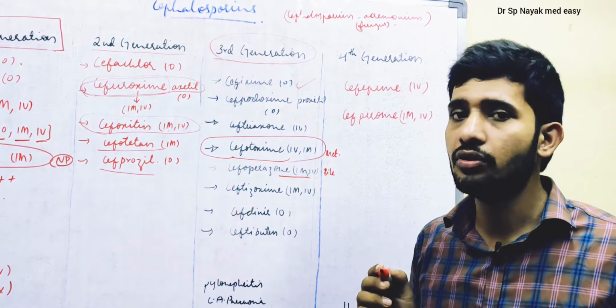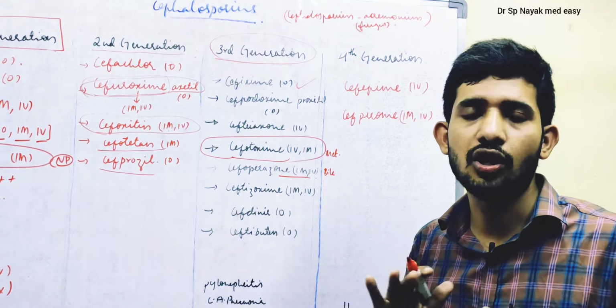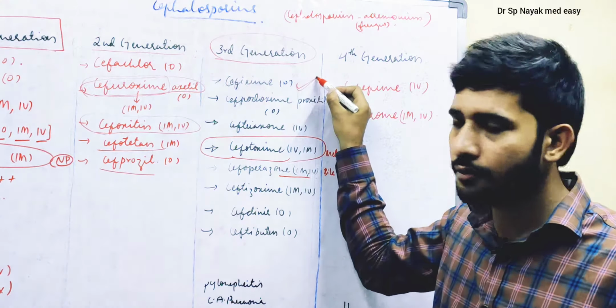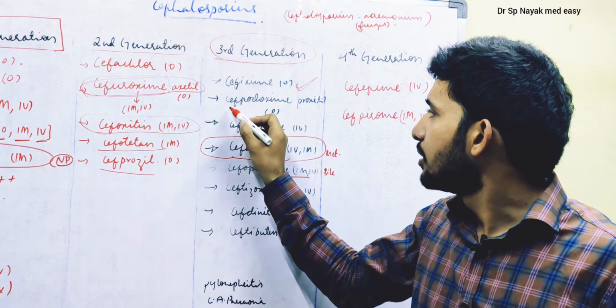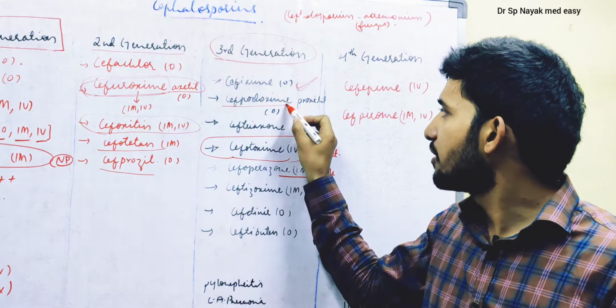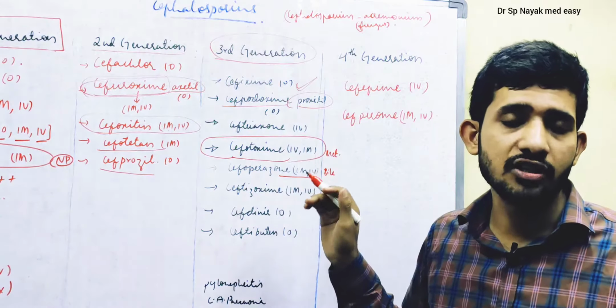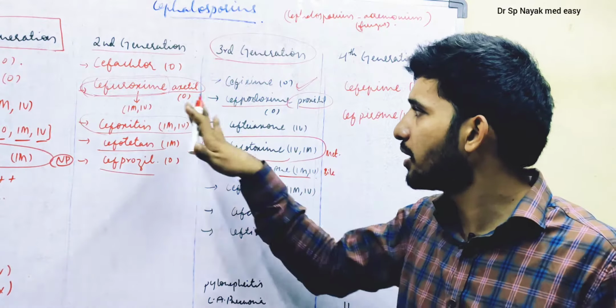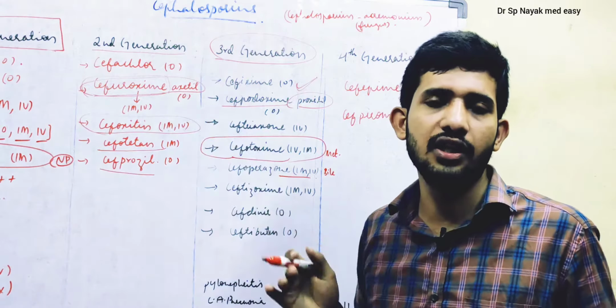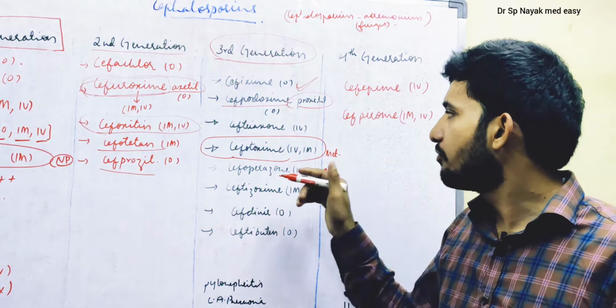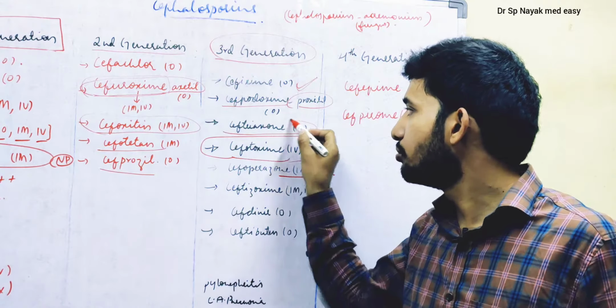Cefixime is available in oral form. It is not available as a parenteral form. Okay, so cefixime is very important. And we have cefpodoxime proxetil. Even this is the same as cefuroxime axetil, and it is a prodrug which is usually formulated in oral form. And we have ceftriaxone.